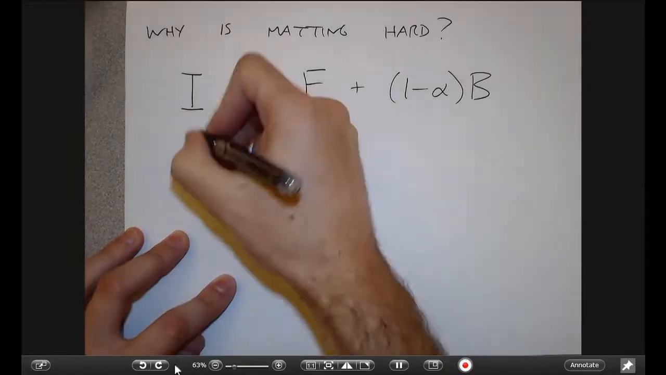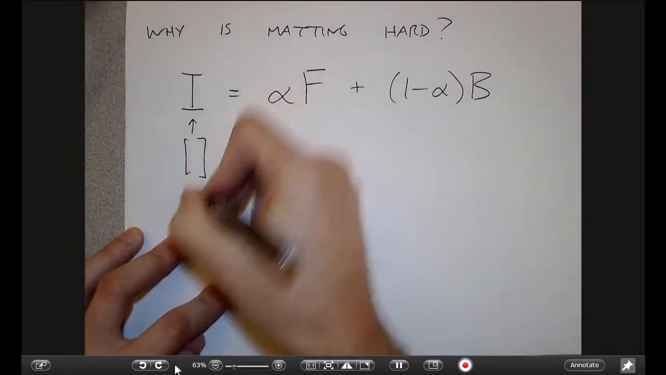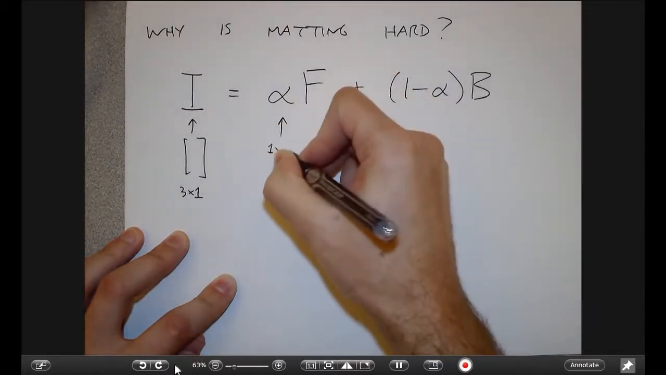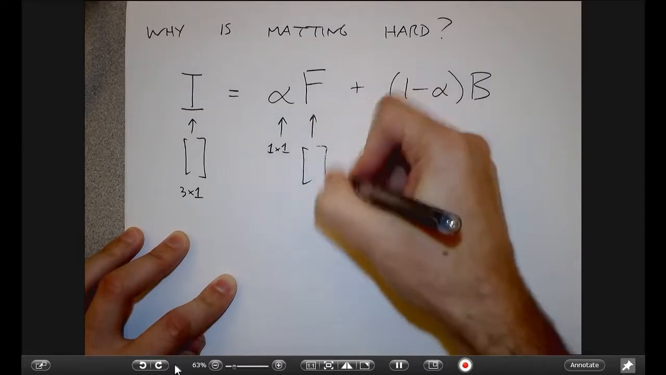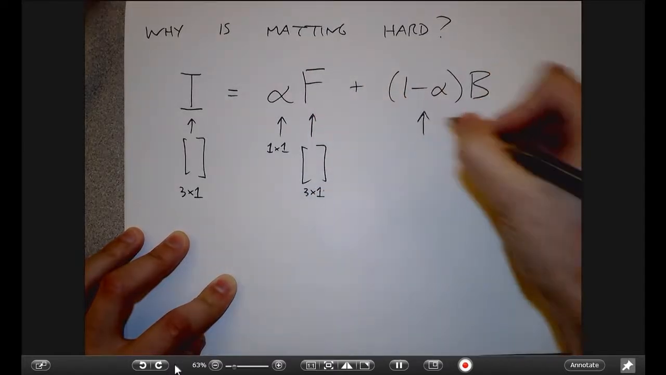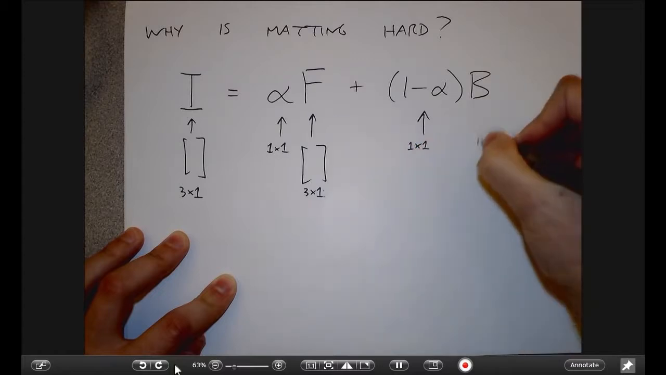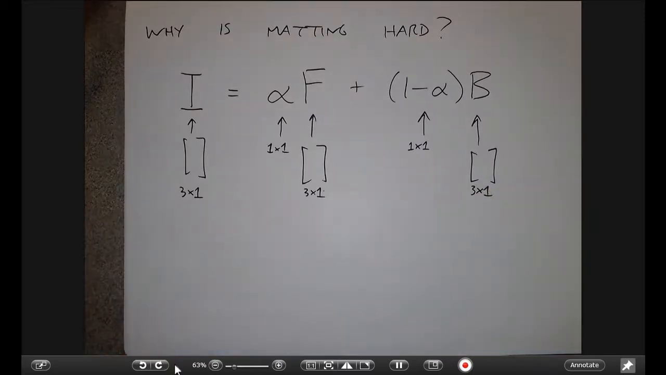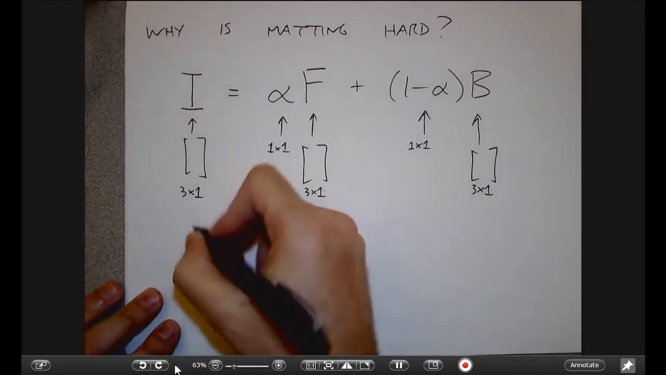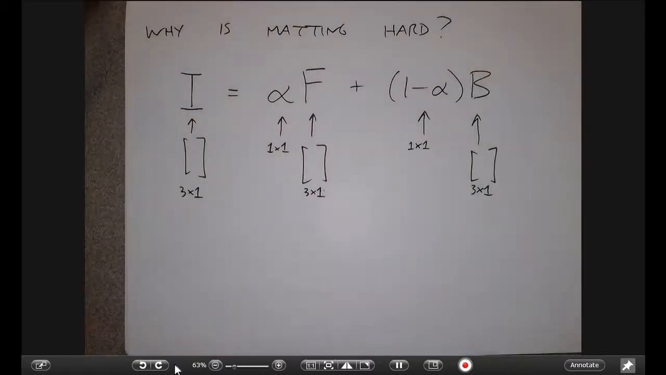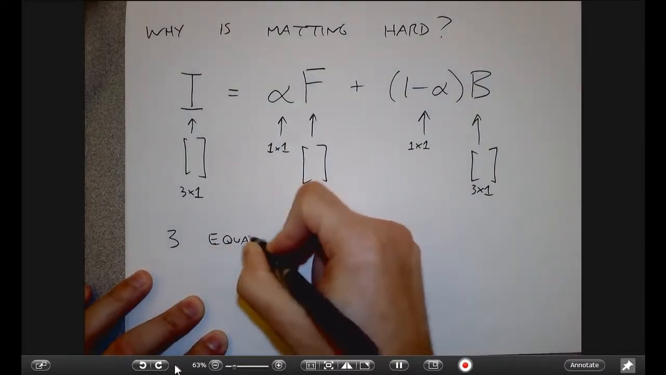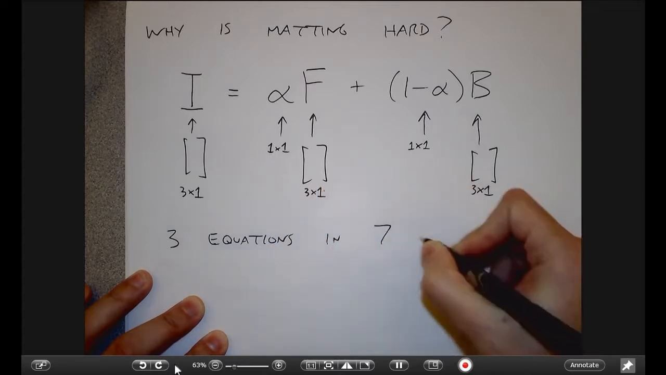Now, this here is a 3x1 vector. This here is just a scalar, 1 by 1. This here is a 3x1 vector. This here again is 1 by 1. And this here is 3 by 1. So I have to think about what I know and what I do not know. Basically, for every color channel of the original image, I have this matting equation. So what I have are 3 equations in 7 unknowns.